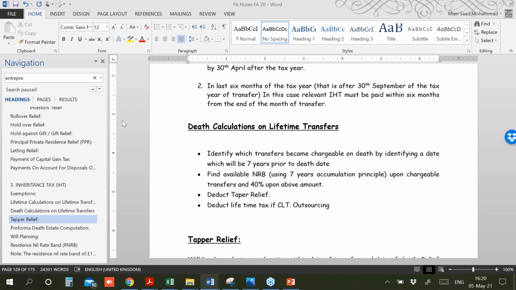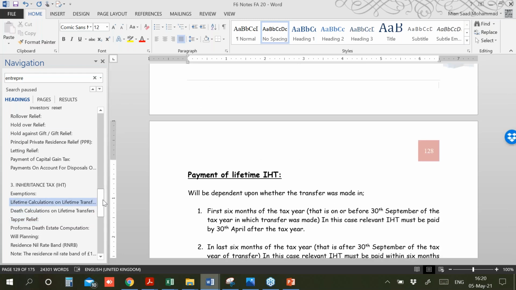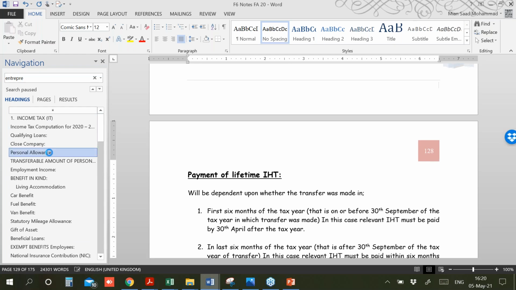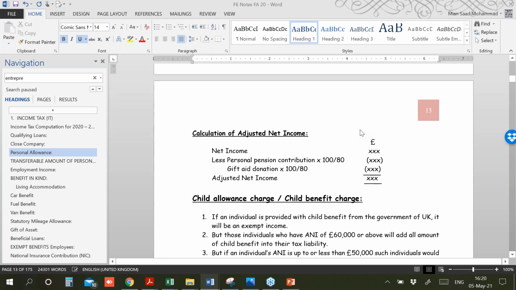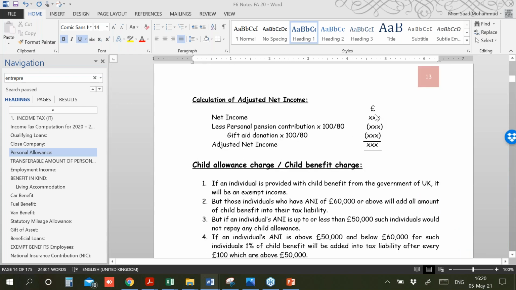To tell you where this topic can be found in my notes, I'll take you to my notes. Here, if you visit the first chapter, that is income tax, there's a topic called personal allowance, and there you can find that if your ANI, which stands for adjusted net income, is up to 100,000, she will be entitled to the complete 12,500 personal allowance. However, if your income is above 125,000, you will not be able to get any personal allowance.